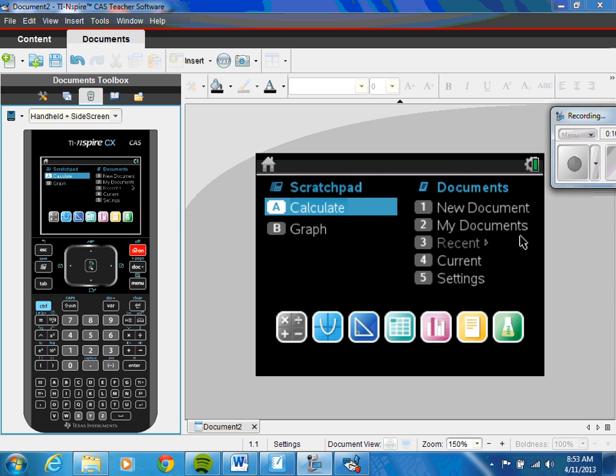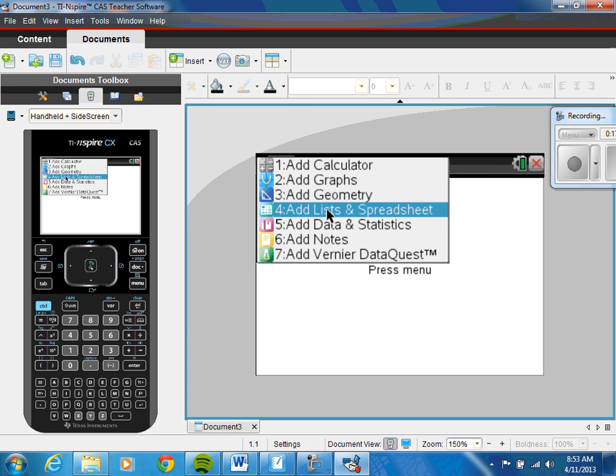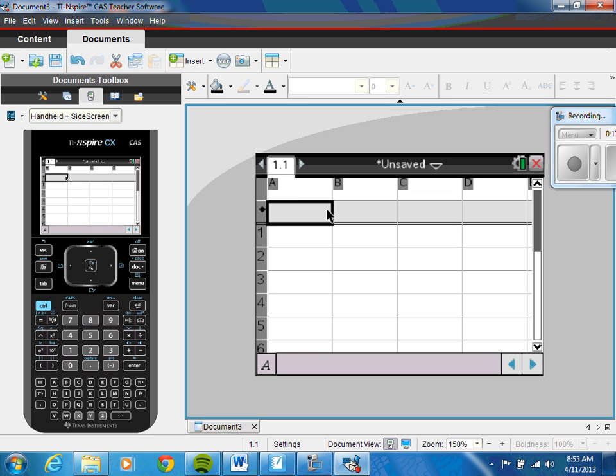Home screen. Click New Document. No, we do not want to save the document. Hit number 4, List and Spreadsheets. Okay. Now, in the A box, you want to type in X. In B, you want to type Y.